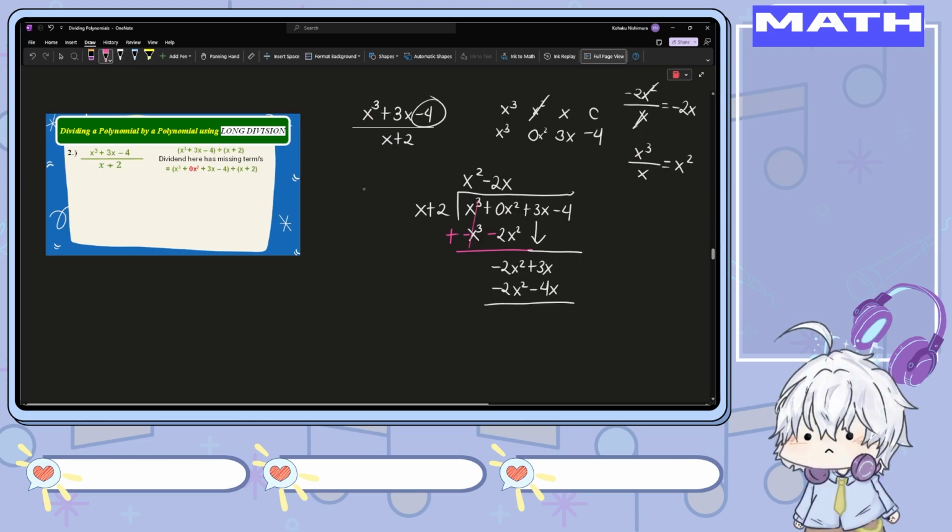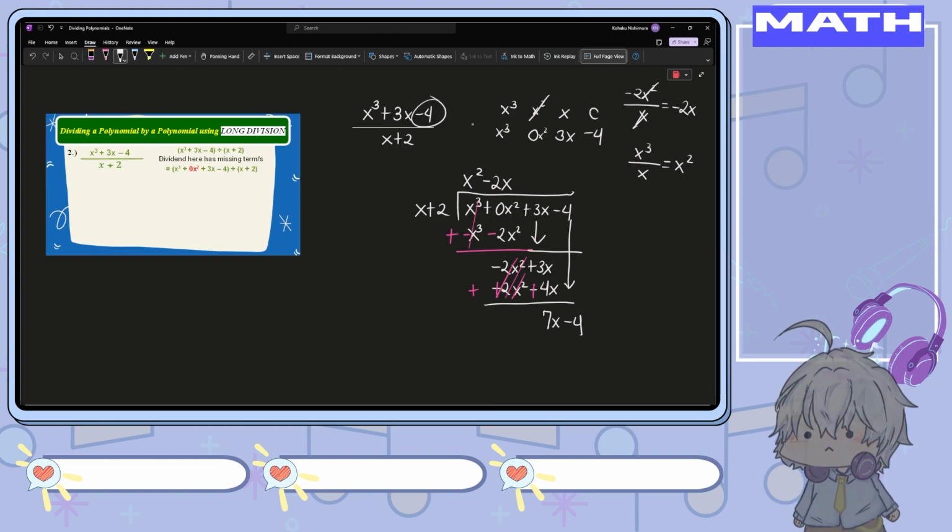Rule of subtraction, change it to addition, then change the sign. This will now be positive. This will now be positive. Negative 2x squared plus positive 2x squared is just cancelled out. 3x plus 4x is going to be 7x. And last but certainly not the least, let's bring down this 4, or negative 4.